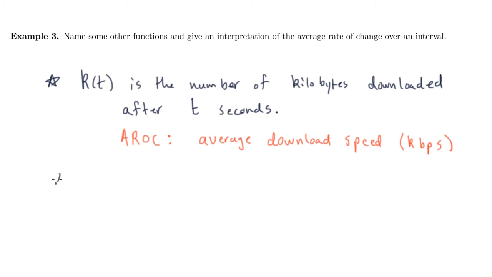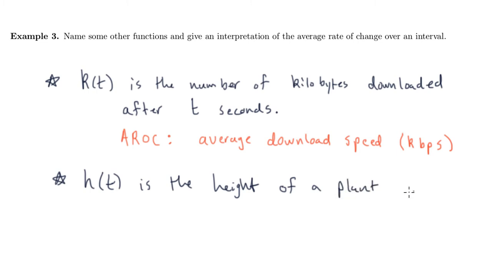So another example, this one is from biology. So h of t is the height of a plant t days after it was planted. Okay, so let's interpret the average rate of change.